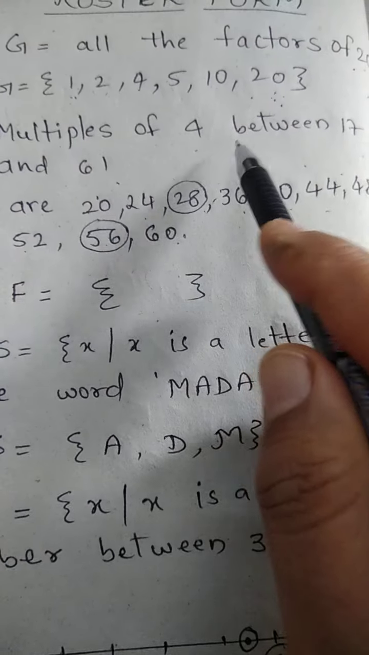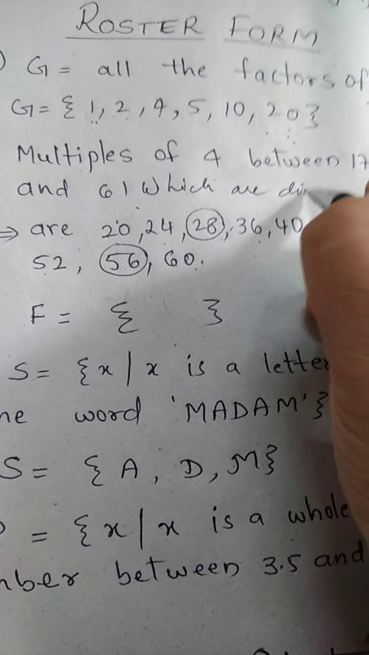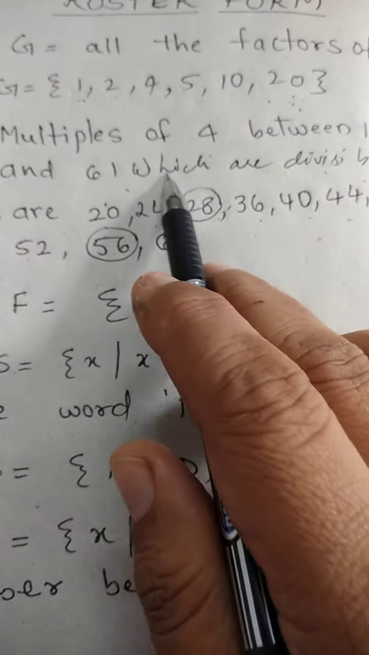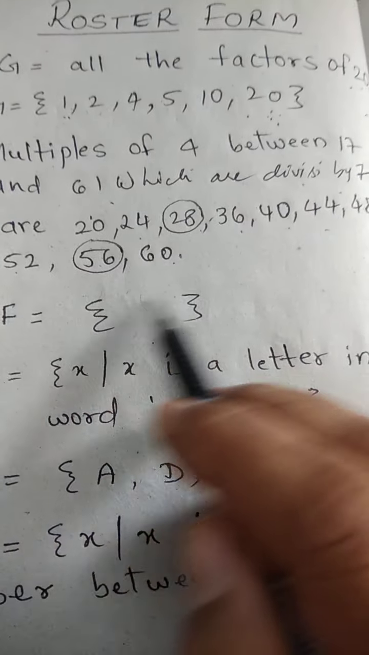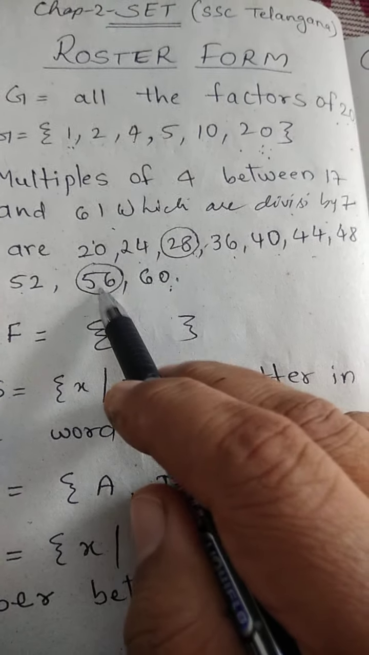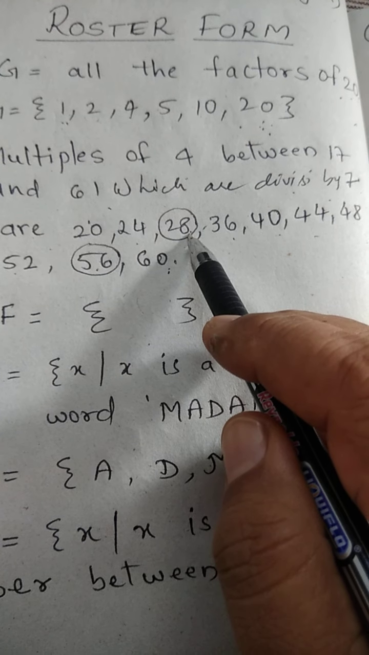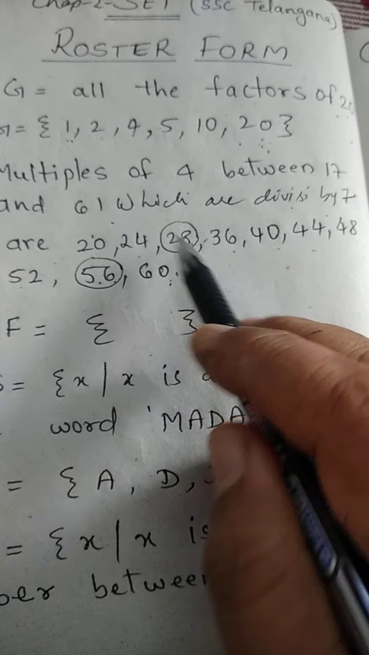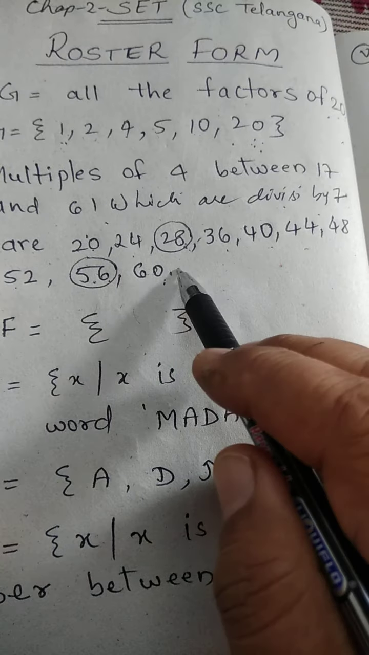Which are divisible by 7. Out of all these, which multiples are divisible by 7? Yes, 28 and 56. Is 28 divisible by 7? Yes. Is 56 also divisible by 7? Yes, only 2 are there. 20 is not divisible by 7, 24 also not. These numbers are not divisible by 7.